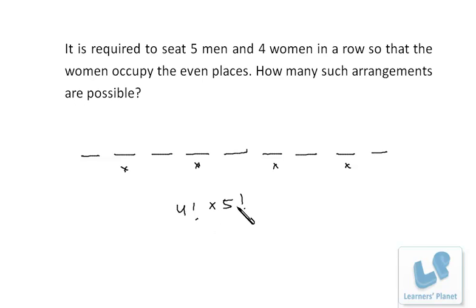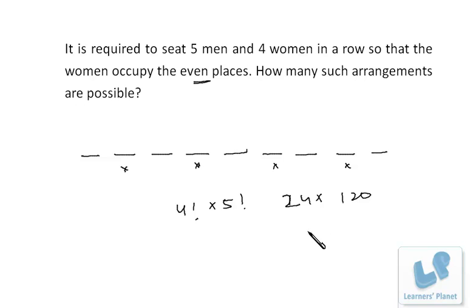See friends, do not take 9 factorial because this answer and that answer is quite different, right? 9 factorial means all the cases are included where women can take any position, maybe odd or maybe even. In this case, women are seated only on even positions, right? Now what is 4 factorial? It's 24 and 5 factorial is 120, right?